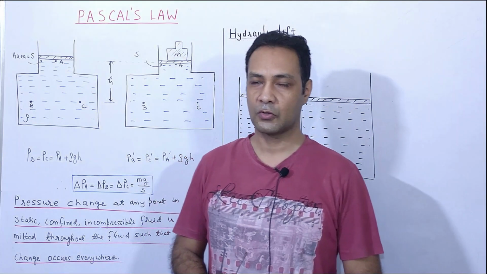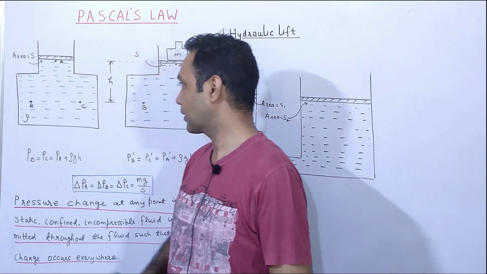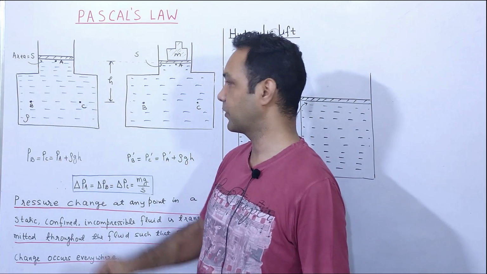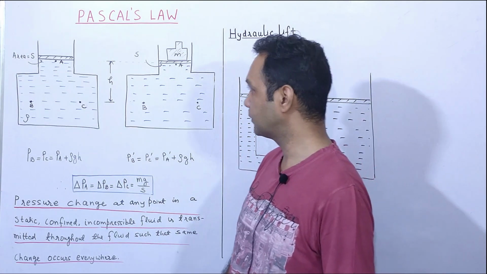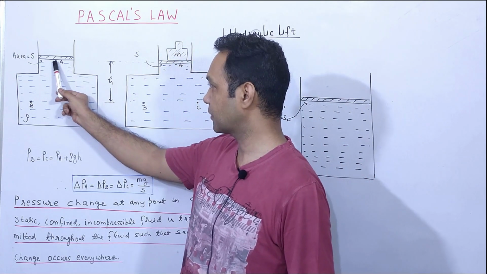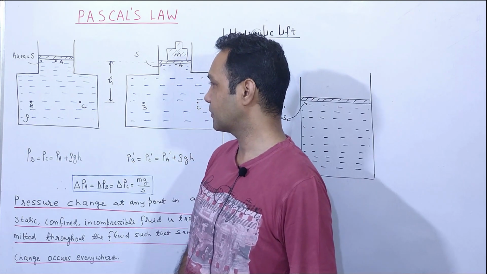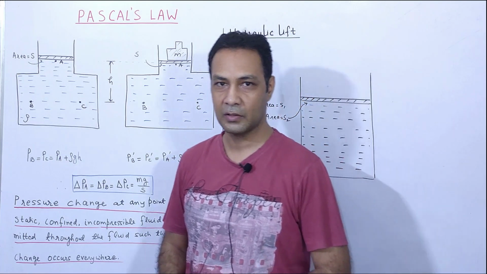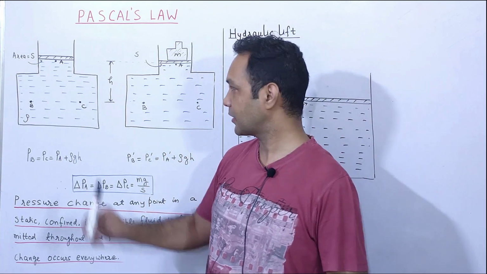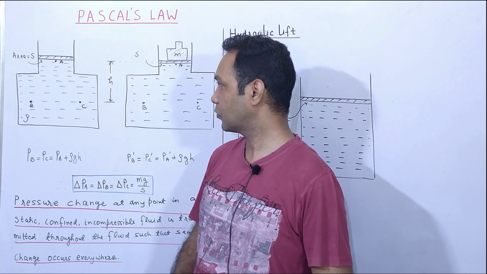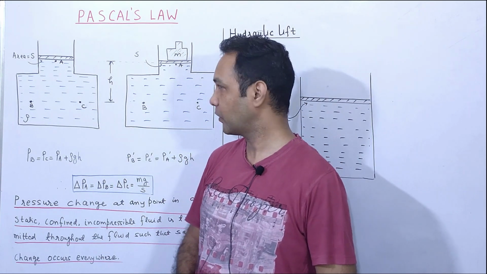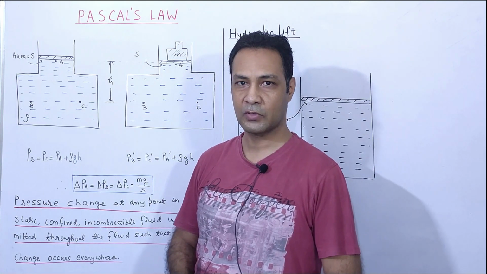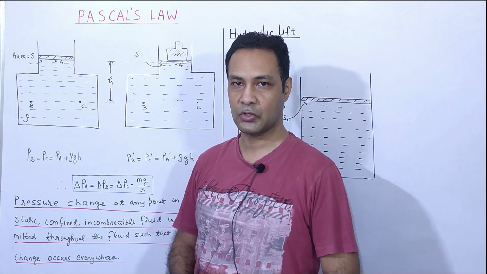Demonstration. Suppose we have an enclosed container in which there is some fluid. The fluid is incompressible, and I have put three points A, B and C. These are some arbitrary fixed points. B and C are at the same horizontal level, at a distance h below point A. By the hydrostatic pressure formula, the pressure at B and the pressure at C are equal, and that will be the pressure at A plus rho g h.